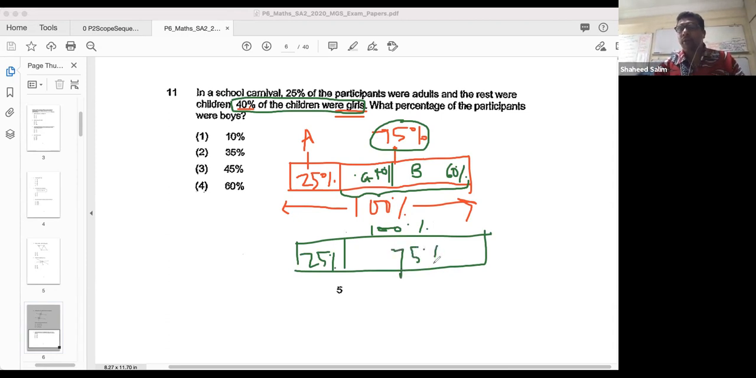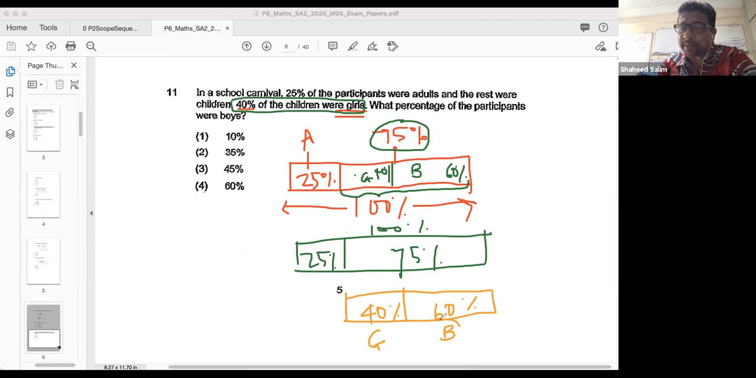So 75% is children. Now, they tell you another 100%. 100% can change. This is 100% of the children. 40% here, 60% here. 40% is girls, 60% is boys. But this is of the children, 100% of the children. So now, if you want to find how many percent of the participants were boys, you take 60 over 100 times 75, because the children is considered 75%. This is how you do it.